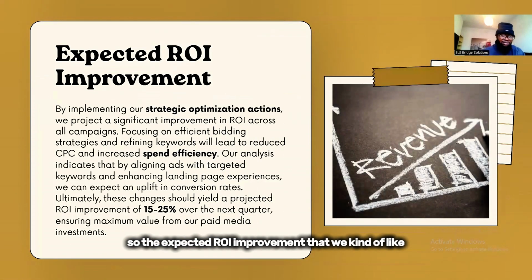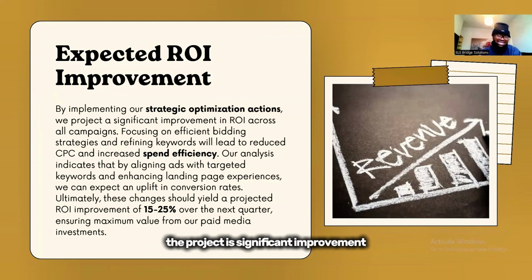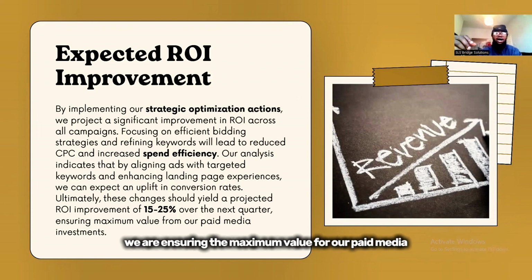So the expected ROI improvement that we envisage by implementing our strategic optimization actions, we project a significant improvement in ROI across all campaigns. Focusing on efficient bidding strategies and refining keywords will lead to reduced cost per click and increased spend efficiency. Our analysis indicates that by aligning ads with targeted keywords and enhancing landing page experiences, we can expect an uplift in conversion rates. Ultimately, these changes should yield a projected ROI improvement of 15 to 25%, which is our target. So over the next quarter, we are ensuring the maximum value for our paid media investment.